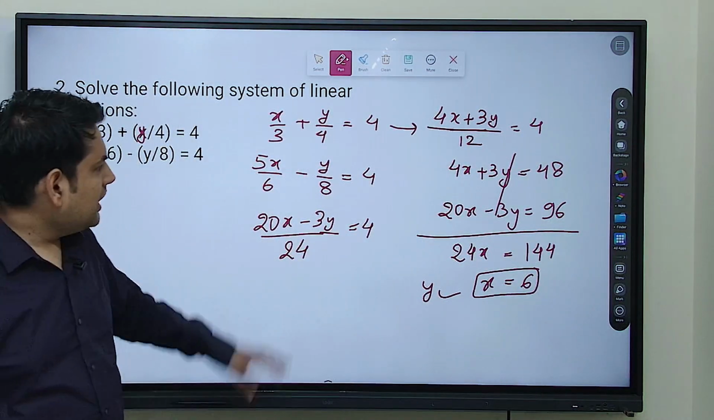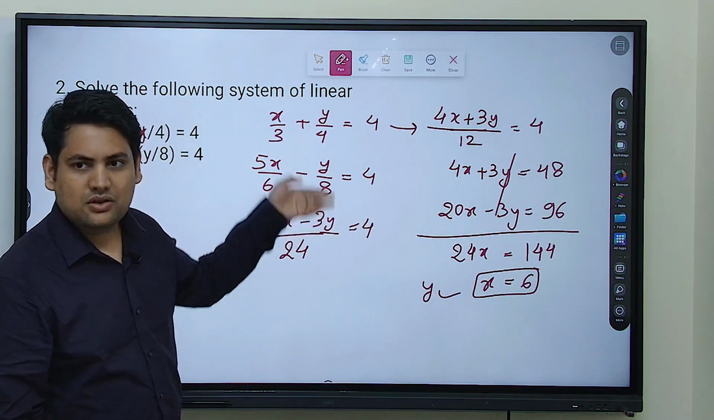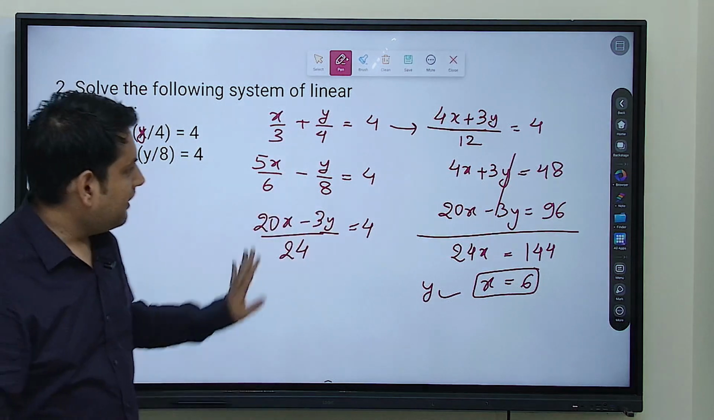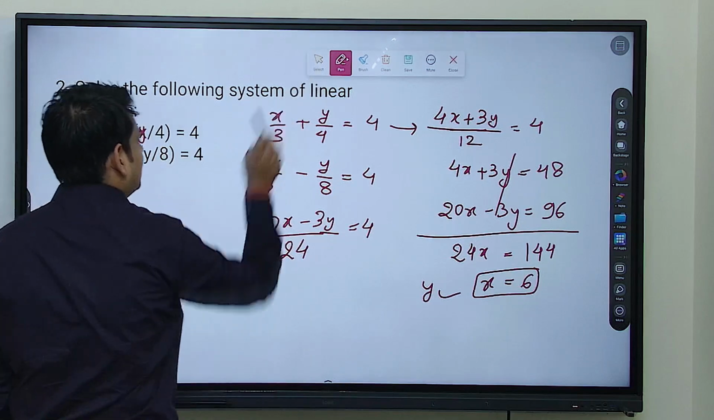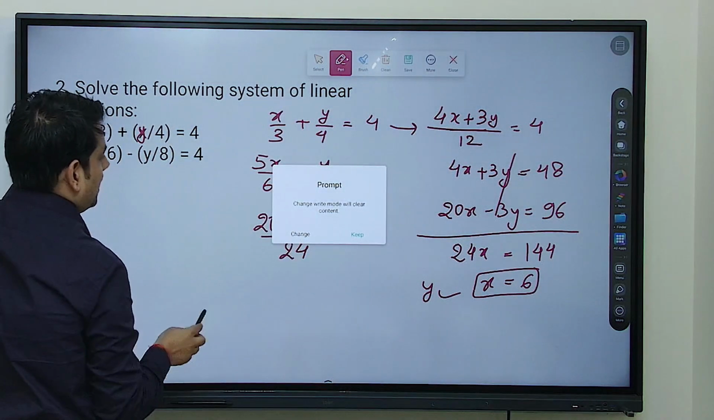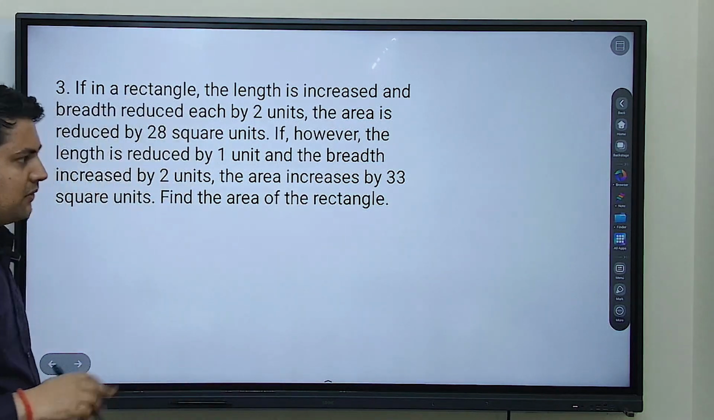Understood? Either you could have just multiplied this equation by 2, then y by 4 will be here also. Then also you could have done. Otherwise, just form it like this and then you solve. Then this is done. Last question is this. Just equation only will form.